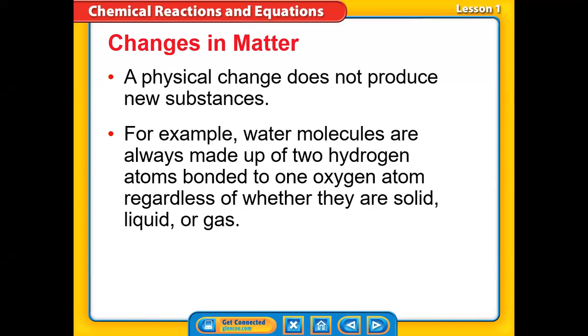For example, water molecules are always made of two hydrogen atoms bonded to an oxygen atom, regardless of whether they are solid, liquid, or gas. That means evaporating water, freezing water, or heating water are all just physical changes, because they still have the same structure of water without any change.